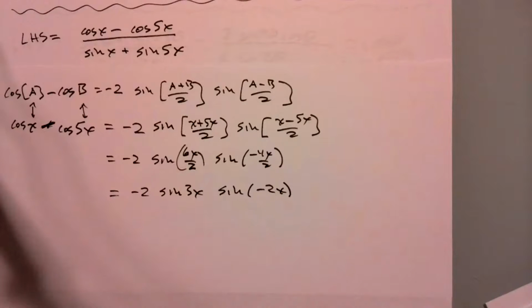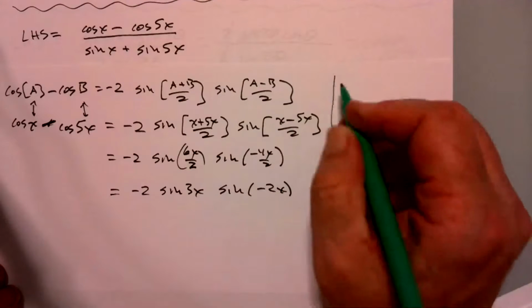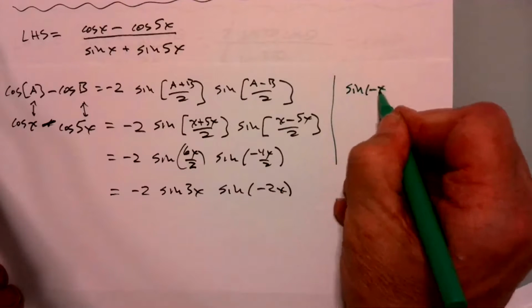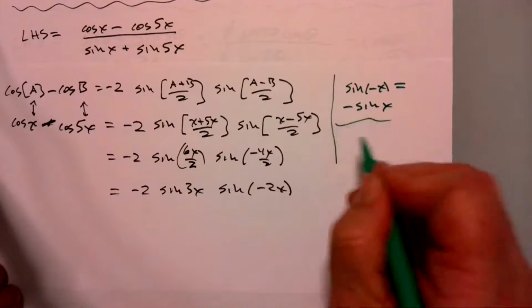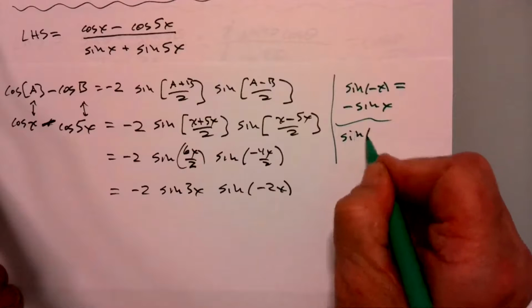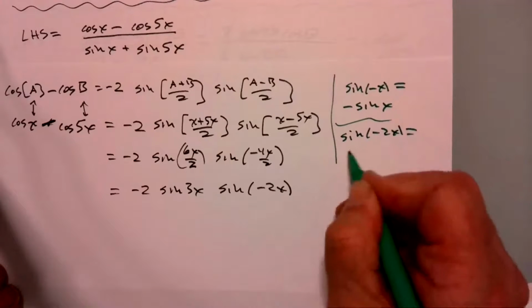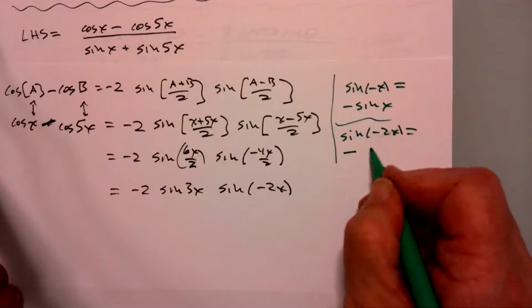And remember, sine is an odd function. Sine of negative x is negative sine x. So in this case, sine of negative 2x is negative sine 2x.